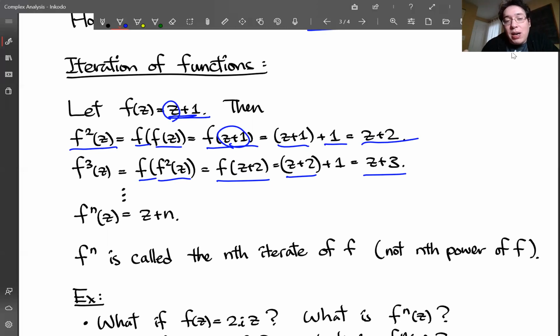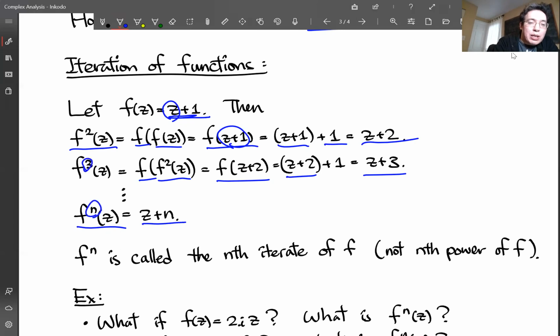Okay, if you've gone this far, I think most people can work out what the pattern of this iterate is. If we apply the function n times, that's the same thing as adding n to the original input. I'm sure most of you can take this pattern, and once you get the pattern, write down a proof using maybe induction.